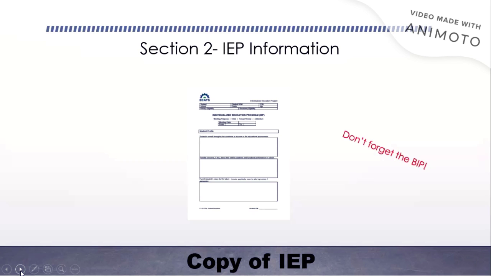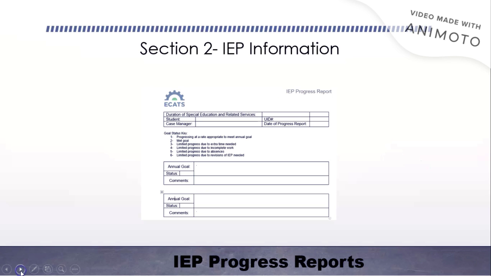Section 2 of your data notebook contains information regarding your student's IEP. Include a copy of your student's IEP and verify that it contains the appropriate goals, accommodations, and service delivery. Take note of any related service providers, and don't forget to check for a copy of the BIP. You also need to include copies of the quarterly IEP progress reports for your students. These documents are located in ECATS.